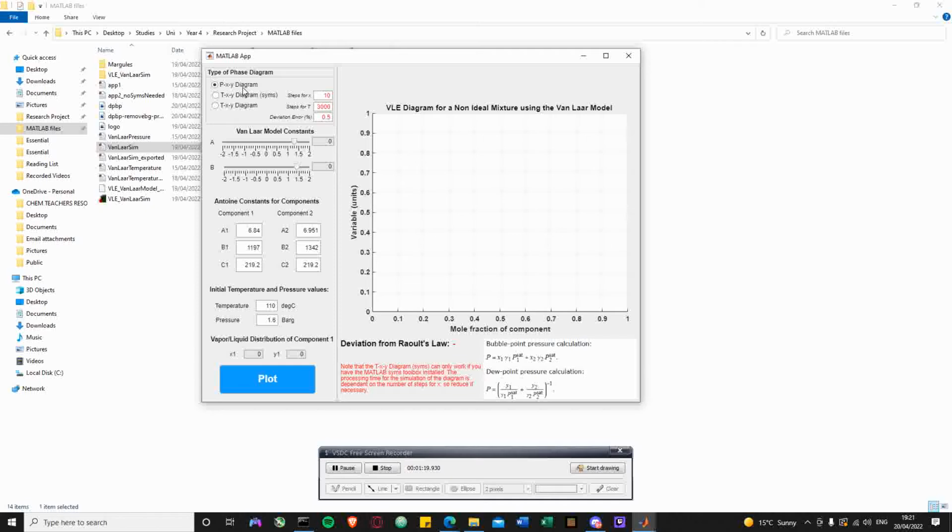So let's start with the PXY. Here we have some Antoine constants for two different components that have already been input. These can be changed depending on the component you're working with. Then we have the temperature of the system or the pressure of the system. For a PXY diagram, we know that the temperature must stay constant, so the temperature of the system is 110 degrees. Now let's go ahead and press plot.